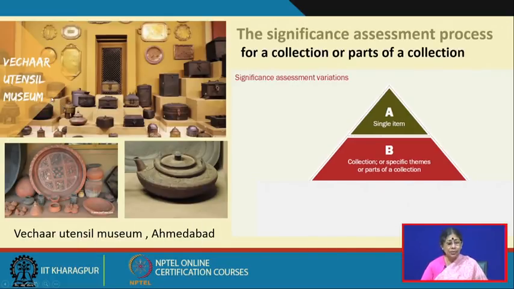We can see various types of that, like this is the Bichar Utensil Museum in Ahmedabad, which is a utensil museum, where utensils of different types, different materials, different time periods are stored. So, the significance of this museum is contributed by the different types of artifacts. It is the collection of all these different types which contribute to the significance of this museum. So, each and every piece of item is very significant.